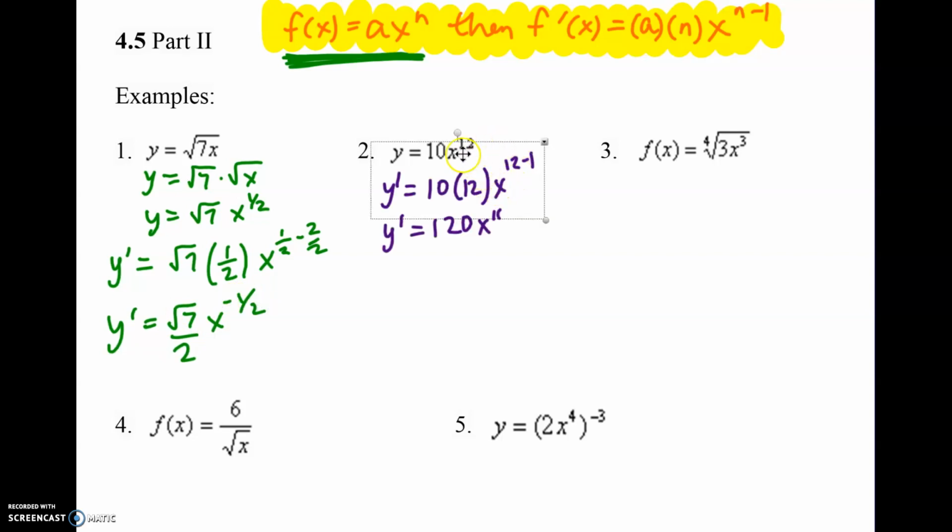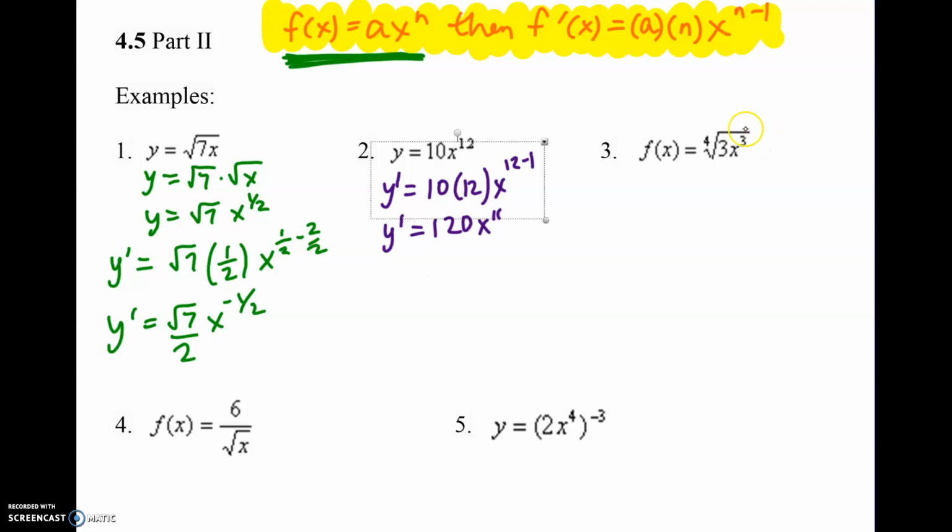Okay, number 2, you can see it's written in the exact form that we need. So to find y prime, a times n times x to the power of n minus 1, and it works out to 120 x to the power of 11.